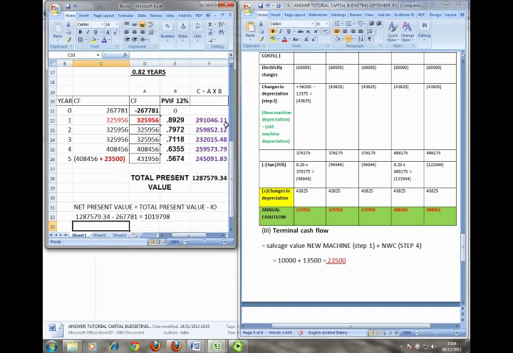Okay, I repeat, 1287579.34 minus your IO. What is your IO? 267,781. So the answer that you get is 1019798.34. Alright, class, you get it?